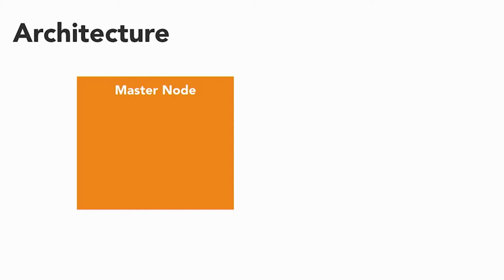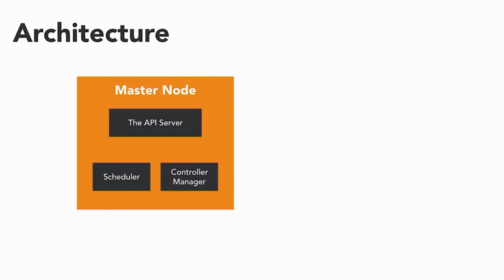It's got 3 components that take care of communication, scheduling, and controllers. These are the API server, scheduler, and cluster manager. The Kube API server, as the name states, allows you to interact with the Kubernetes API. It's the front end of the Kubernetes control plane.